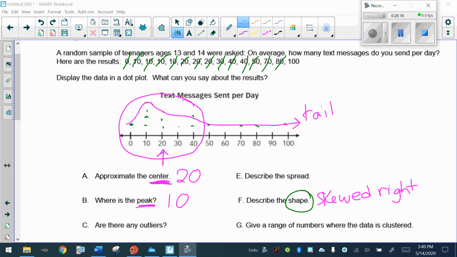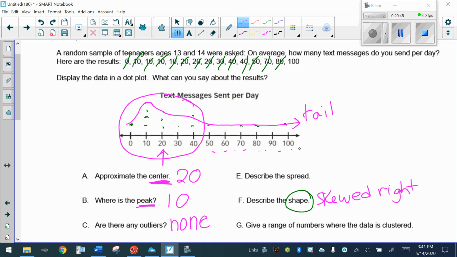So if you want to say 70, 80, and 100 are outliers, I could kind of get behind that. But I'm going to go personally with none, because the data kind of seems to trickle out over here, and there's a couple dots every now and again. So I don't know if any of them are really that far. There is a mathematical way where we would calculate it, but we're not going to get that specific.